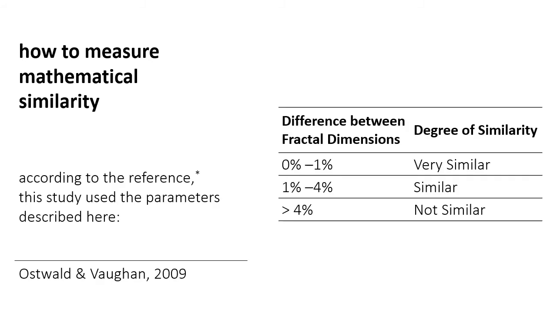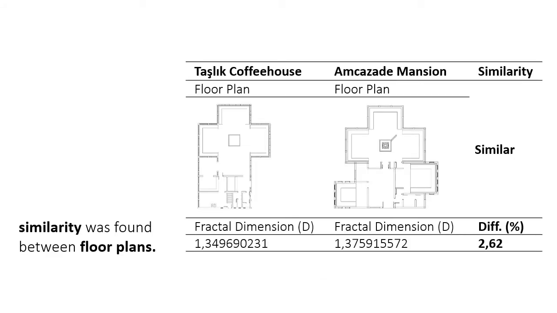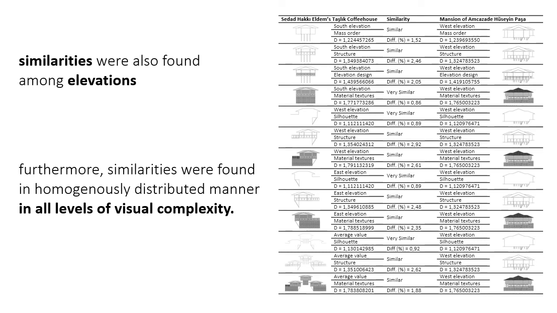To measure the mathematical similarity, we must calculate the difference between fractal dimensions of the coffee house and the mansion. If the difference is between 0 and 1%, it means a high similarity or very similar. If the difference is between 1 and 4%, it means similar, and if the difference is bigger than 4%, it means not similar. From the 21 comparisons which were conducted, a total of 14 similarities were found. One similarity was found between the floor plans, and 13 similarities were found between the elevations. Furthermore, these similarities were distributed in a homogeneous manner in all the levels or layers of visual complexity.